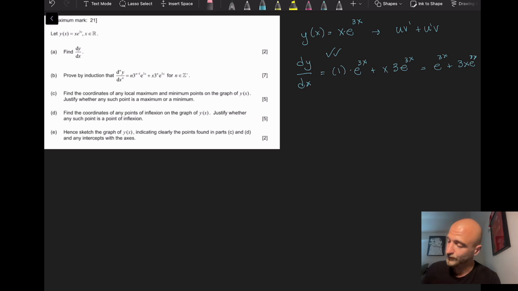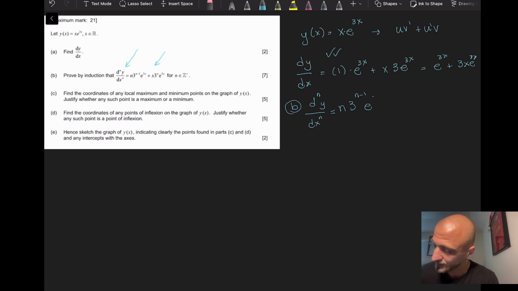Now is where things get interesting. For part B, prove by induction that the nth derivative of the function y is equal to that expression. We want to prove by induction that the d^n y/dx^n is equal to n times 3 to the n minus 1 e to the 3x plus x 3 to the n e to the 3x.